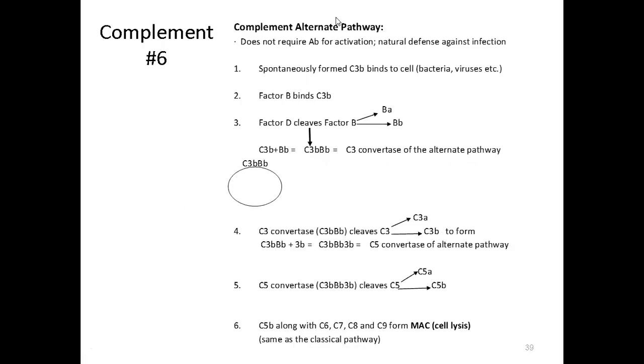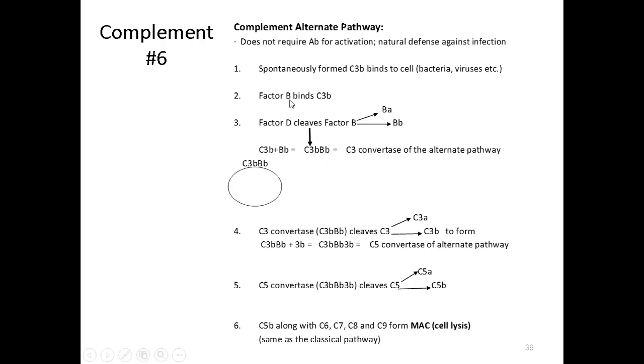Now this looks nuts, I know. So here we have our alternate pathway. Remember, it does not require antibody for activation. It's a natural defense against infection. So we have C3b that spontaneously forms and binds to some foreign cell, bacteria, virus, what have you.